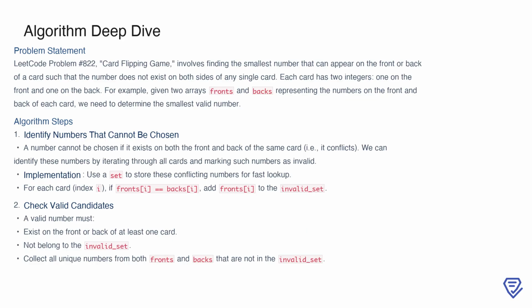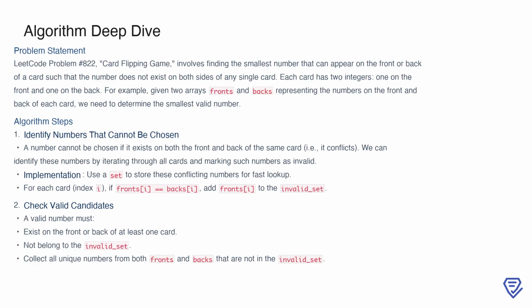The first step is to identify numbers that cannot be chosen. A number is invalid if it appears on both the front and back of the same card. To efficiently track these invalid numbers, we can use a set, which allows for quick lookups. By iterating through all the cards, any number where fronts[i] equals backs[i] is added to this invalid_set.